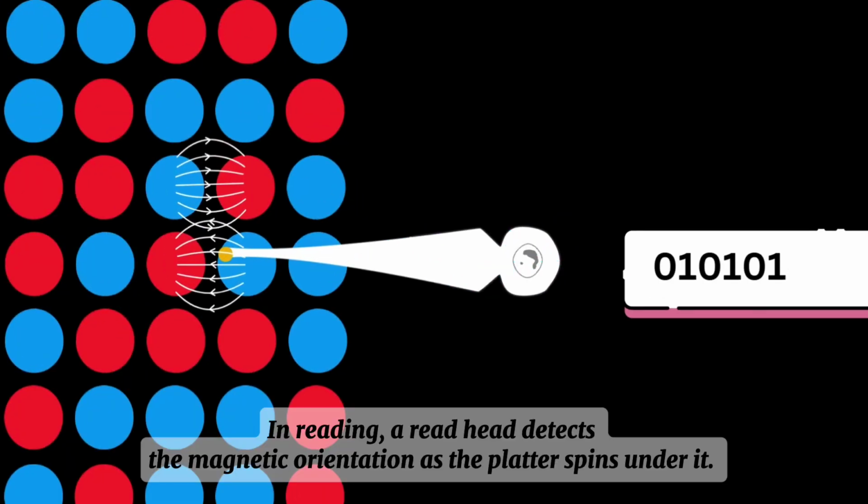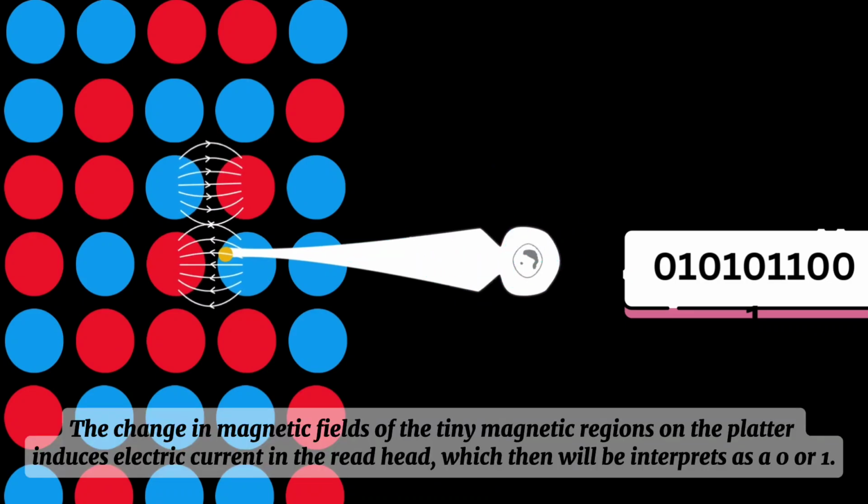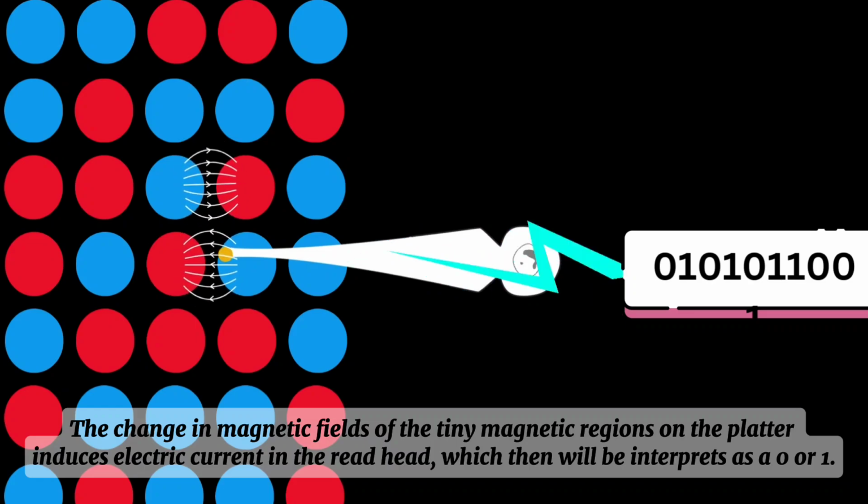In reading, a read head detects the magnetic orientation as the platter spins under it. The change in magnetic fields of the tiny magnetic regions on the platter induces an electric current in the read head, which then will be interpreted as 0 or 1.